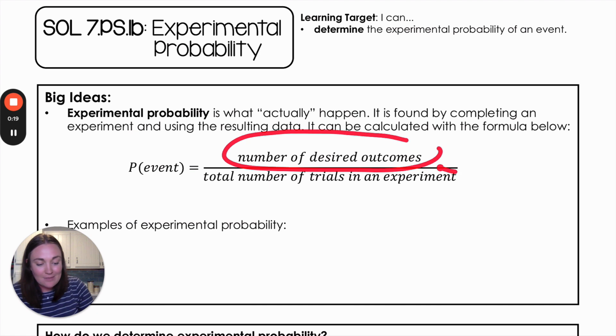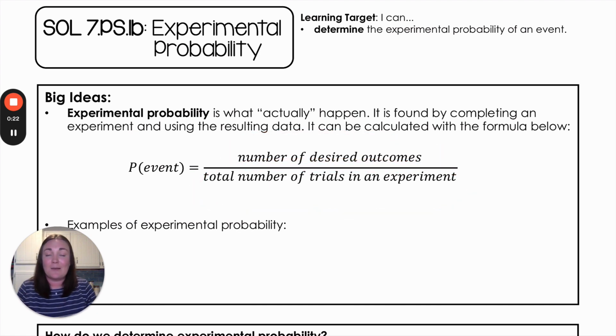is on top and the bottom number instead is how many times we actually do the experiment. So for example, if I flip a coin 100 times and I get heads 60 times, right? That would be 60 out of 100.